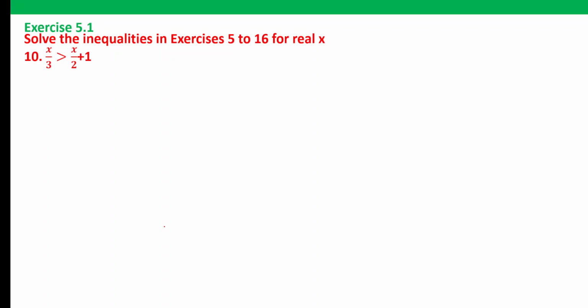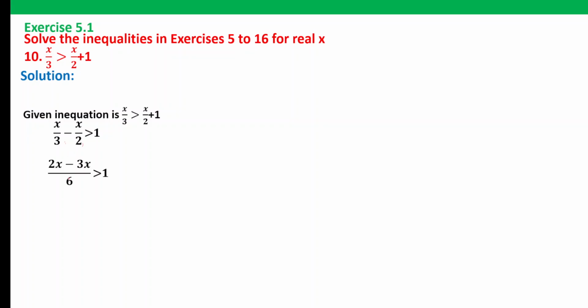Let us solve question number 10. x by 3 greater than x by 2 plus 1. Solution. Given inequation is x by 3 greater than x by 2 plus 1. So let us transpose x by 2 to the left hand side. So x by 3 minus x by 2 greater than 1. Now let us take LCM of 3 and 2. LCM of 3 and 2 is 6. So 2x minus 3x divided by 6 is greater than 1.